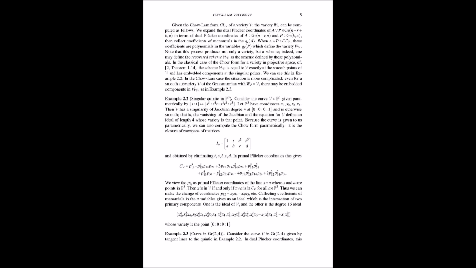And Pratt and Ranestad encourage further investigation into the Chow Lam recovery of positroid varieties, hoping that it could lead to deeper insights into the structure of the amplituhedron and its implications for particle physics. It's remarkable how this seemingly abstract area of algebraic geometry can have connections to such concrete physical phenomena. It is. It's a testament to the interconnectedness of different areas of mathematics and science.